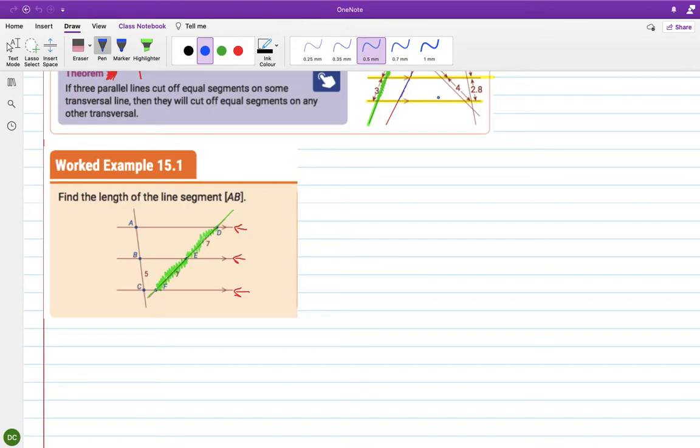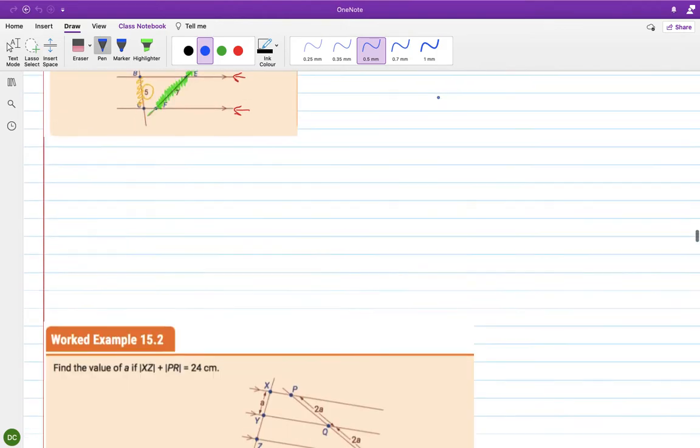So what we have is 3 parallel lines that are cutting a transversal into equal segments. So we know from the theorem that if it cuts one transversal into equal segments, it's going to cut any transversal into equal segments. So if I look at this transversal over here, I've been told that the lower part of it is 5 units in length, so that means the upper part must be 5 units in length. So AB is 5. That's it.